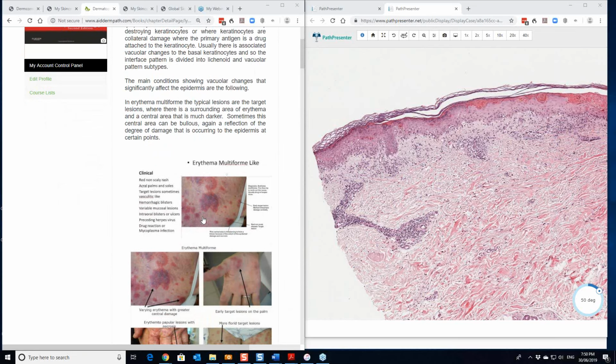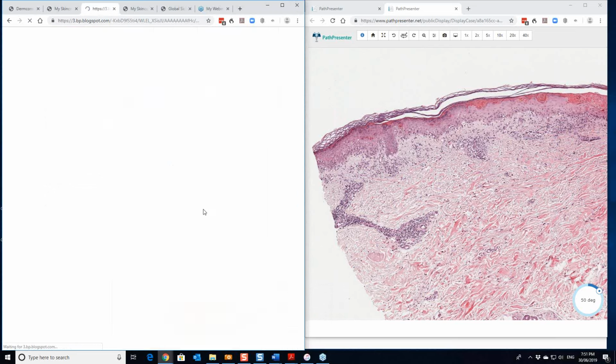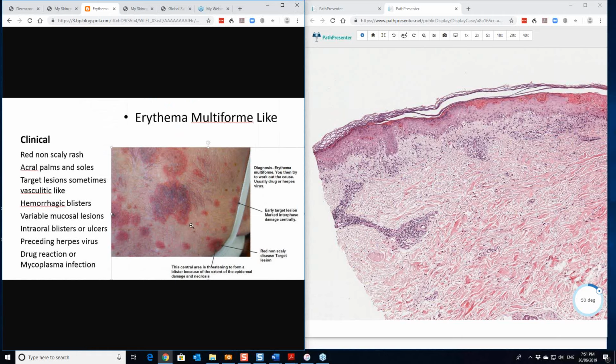Now, the classic clinical presentation is as erythema multiforme. And this slide gives you an idea of what you'll see. You'll see the classic target lesions, where there's usually a central dark area and a lighter peripheral area. And they're regarded as iris or target lesions. These are particularly common in the lower legs, sometimes the palms of the hands and the soles of the feet.